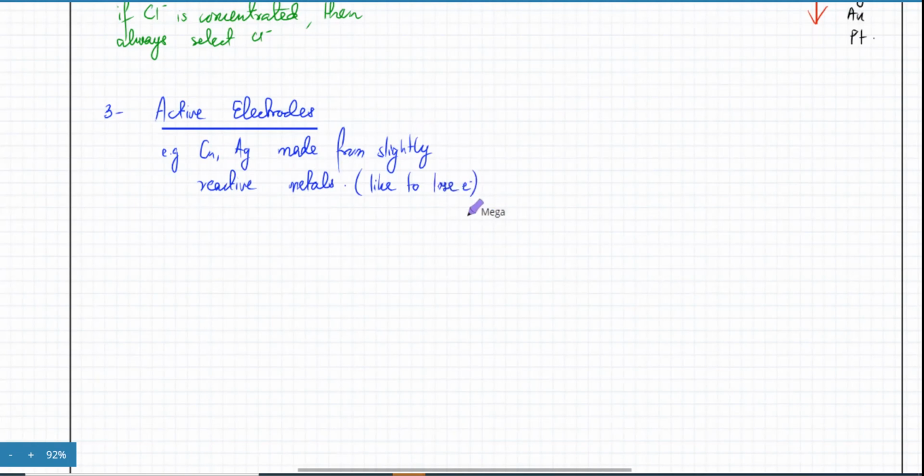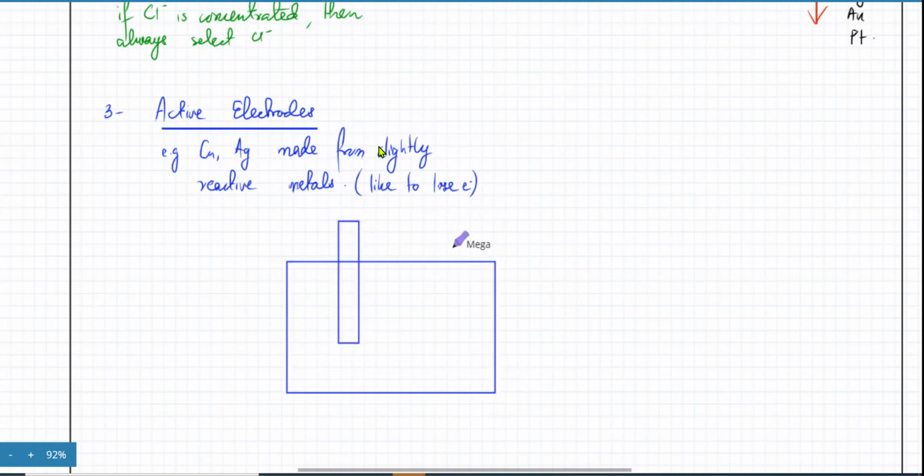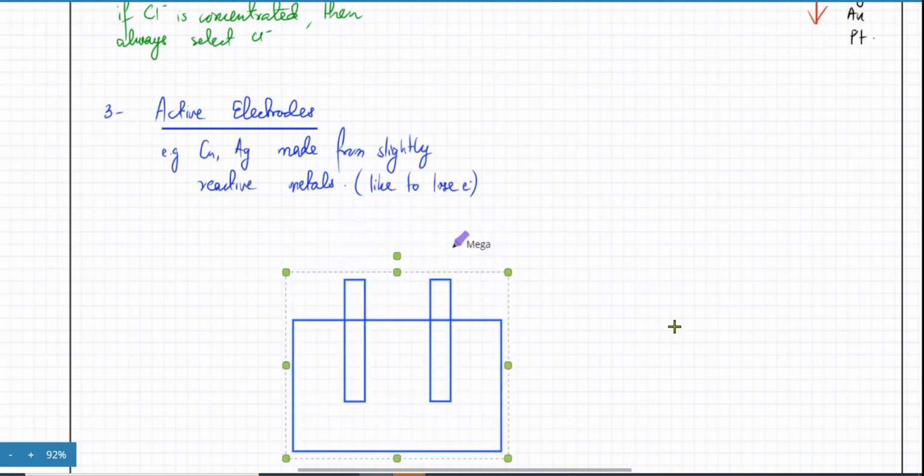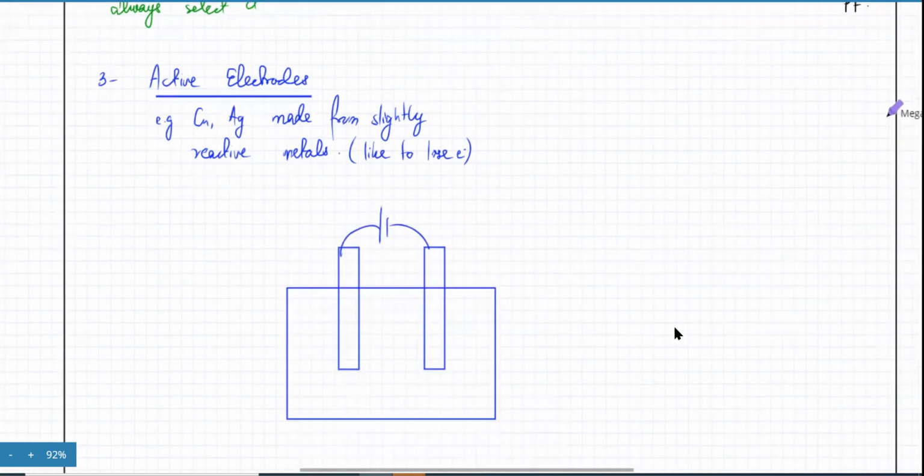So an example for this is, so I've got these electrodes. So I have these two electrodes, and both of them are made from, let's say there's a battery in the middle, and I've got a cathode and an anode.